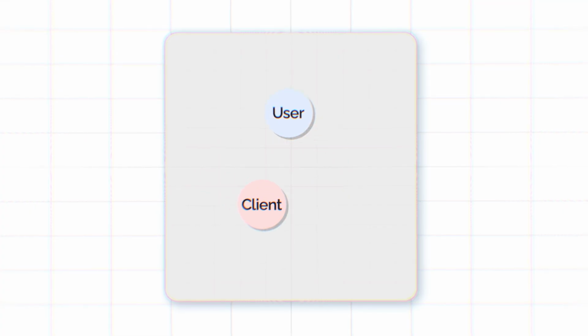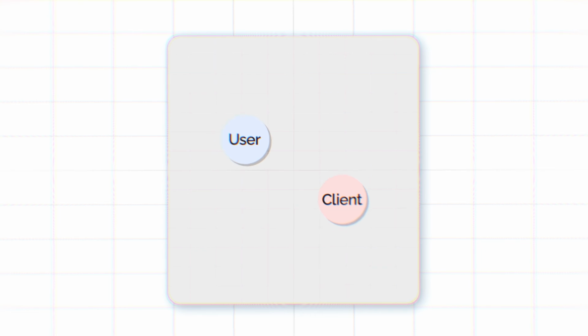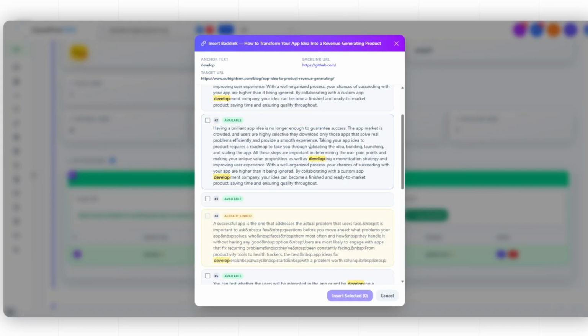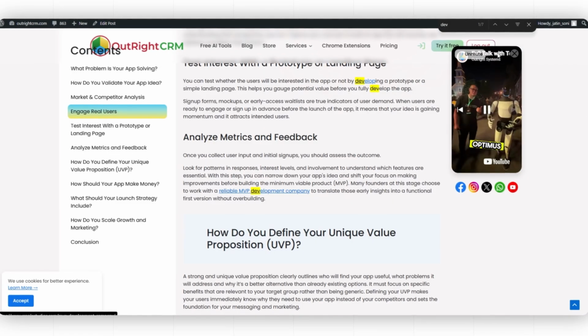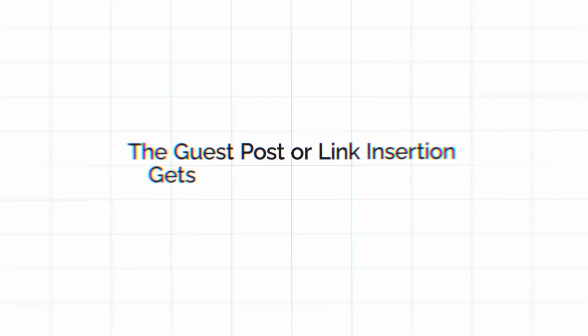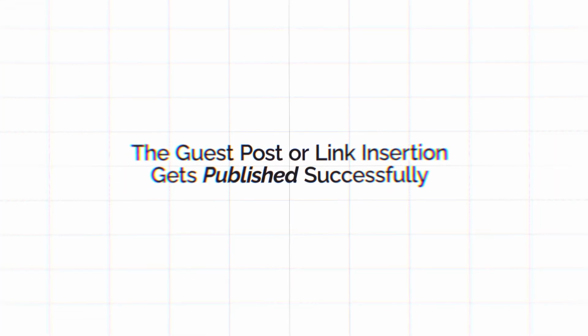You can either send the order summary instantly or save it for manual review. This ensures that both you and the client remain on the same page throughout the process, eliminating confusion and preventing disputes at the 11th hour. And finally, the guest post or link insertion gets published successfully. From the very first email to the completed order, invoice, and payment, everything is managed inside one centralized workflow.